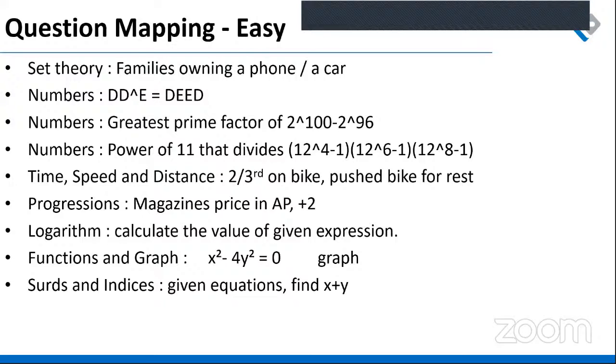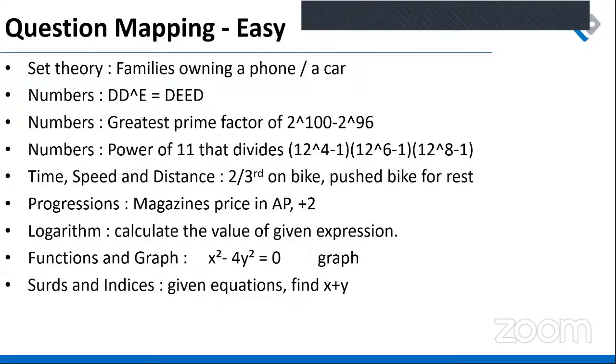Numbers had 2 more easy questions. The greatest prime factor of 2 raised to 100 minus 2 raised to 96. Again, something very simple, matter of seconds. Easy. And the third easy one was powers of 11 that can divide 12 raised to 4 minus 1, 12 raised to 6 minus 1, and 12 raised to 8 minus 1. Luckily, it stopped at 8.